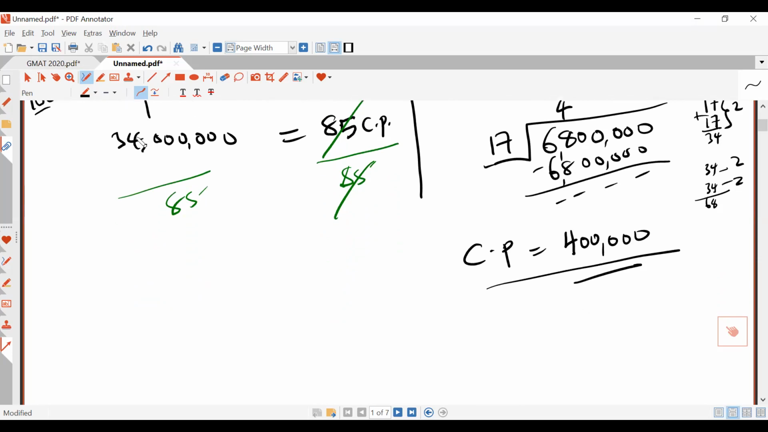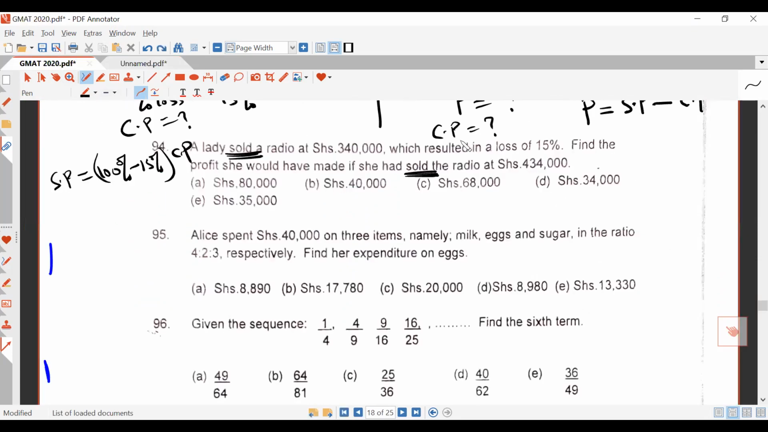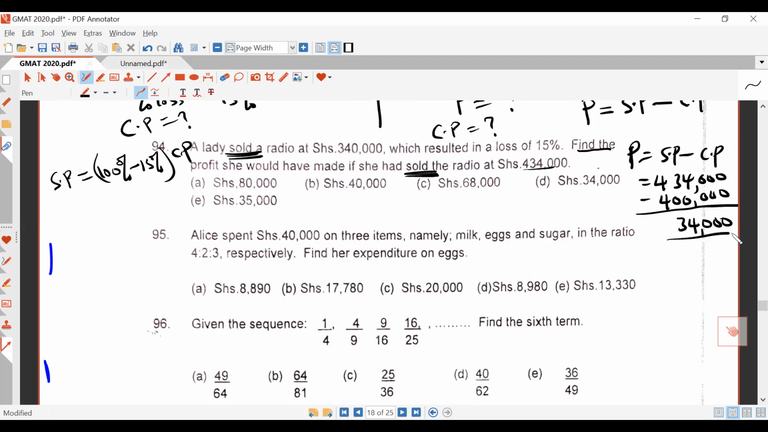Now, let's go back to the question. The question was saying that, find the profit she would have made if she had sold the radio at 434,000. So our profit would be equal to selling price minus the cost price, which you have got. So this is the same as 434, then minus the 400. So the answer that we get here is 34,000. And this is the answer.